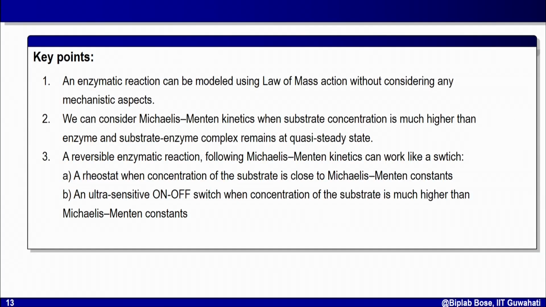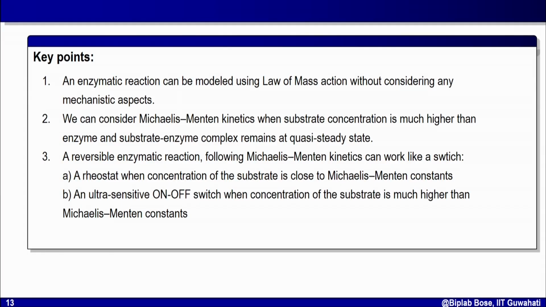So if I jot down, if we don't need to look into the mechanistic aspect or complications in the enzymatic process, I can simply model using law of mass action for a particular enzyme reaction. But in some cases, I need to consider a complicated system, and I can assume Michaelis-Menten kinetics for those cases where substrate concentration is much higher than the enzyme and the substrate-enzyme complex remains in a quasi-steady state. If these two conditions are met, I can consider Michaelis-Menten kinetics, otherwise I cannot.